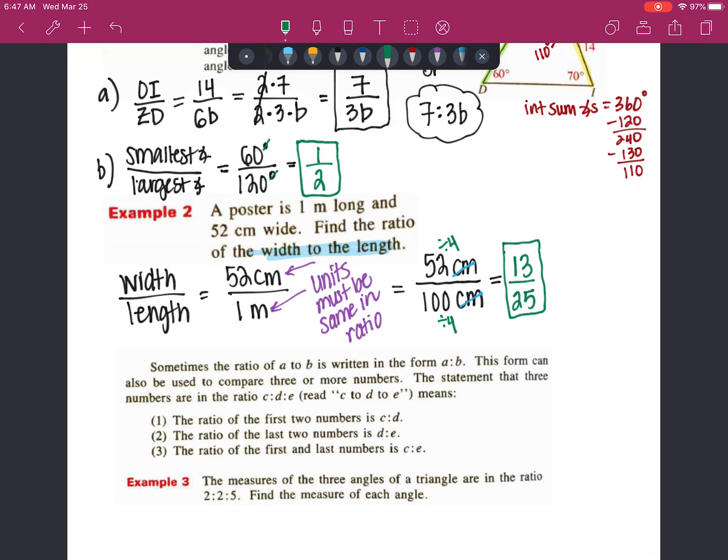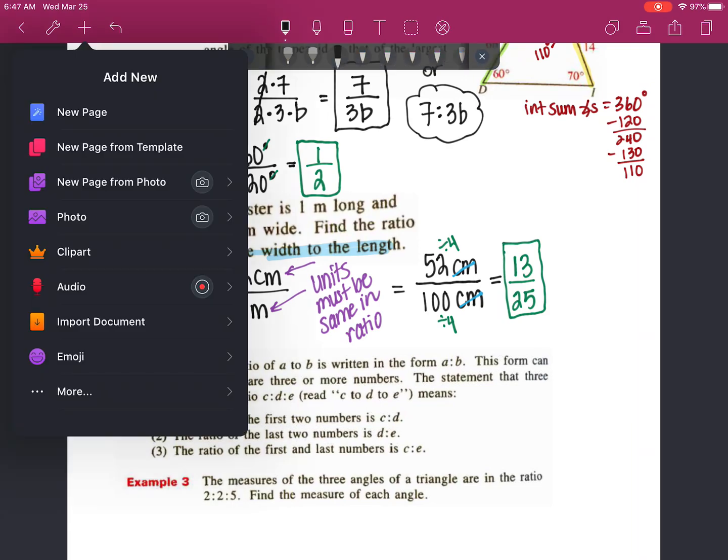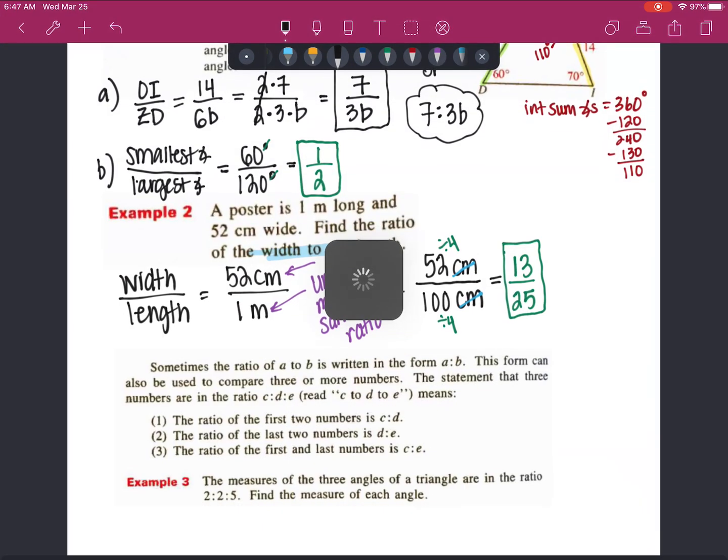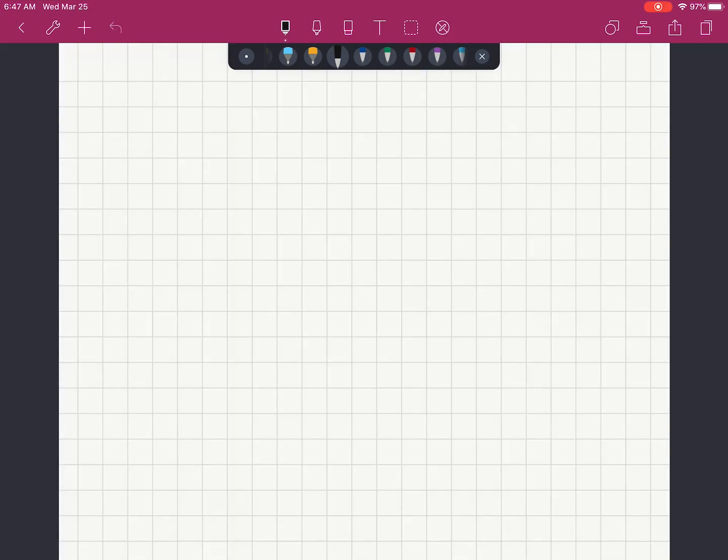So if we've got a ratio 2 to 2 to 5, we already know that two of the angles have the same measure, right? So this is what I'm going to do. I'm going to give myself a little bit more room to write, so I don't have to keep pushing that screen up. So three angles in a triangle are in a ratio 2 to 2 to 5.